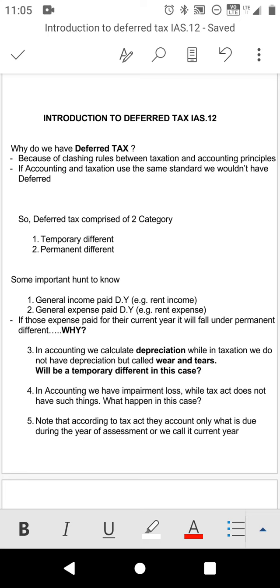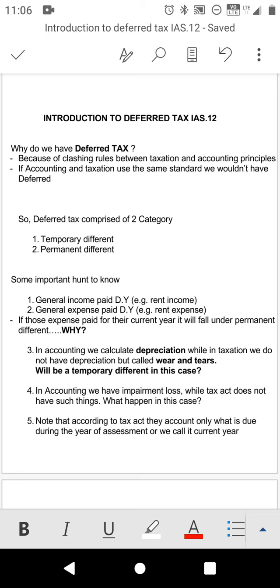So this IAS 12 standard is very important. Okay, let's proceed. Deferred tax comprises two categories that you have to know. Number one is temporary difference. Number two is permanent difference. Okay, do you have to worry about the temporary difference? Yes, because that's where deferred tax arises. But on permanent difference, there is no deferred tax that you are going to calculate. All right, I think you will understand this when we proceed.